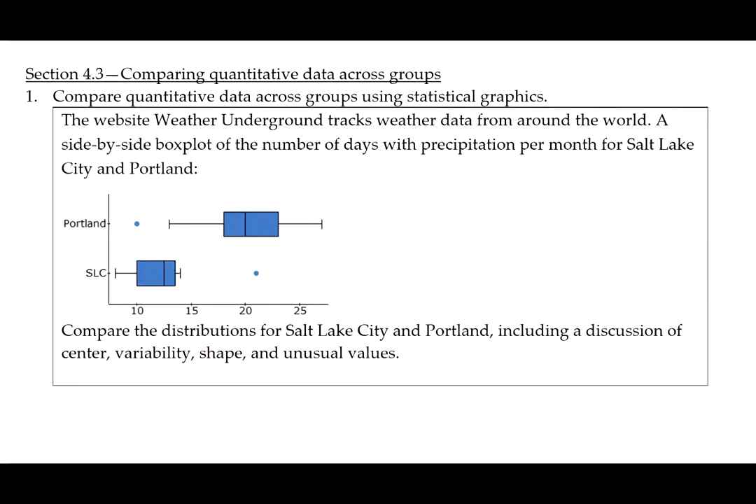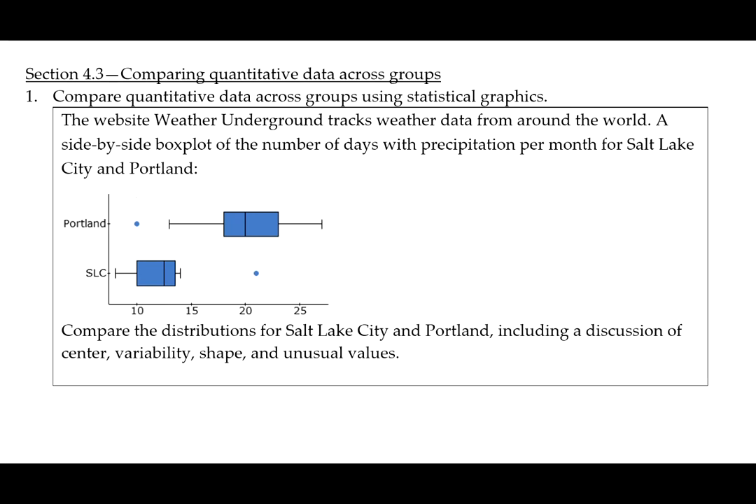So you can see here that we have a quantitative variable, which is the number of days of precipitation per month. And then we have the second variable that is dividing the observational units up into two groups, and that is what city these data come from. And so we've got a Portland group and a Salt Lake City group. Side-by-side box plots allow us to compare these different characteristics by looking at different aspects of the graph.